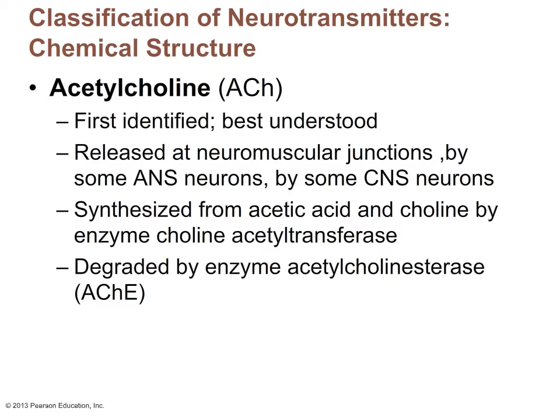It is released at the neuromuscular junctions, which we talked about previously, and also within some neurons of the autonomic nervous system. Now, acetylcholine is synthesized from acetic acid and also choline by an enzyme called choline acetyltransferase. This isn't really important, but what is important is that it's degraded by an enzyme called acetylcholinesterase. Acetylcholinesterase is a very important enzyme because it breaks down the residual acetylcholine remaining in the synaptic cleft.